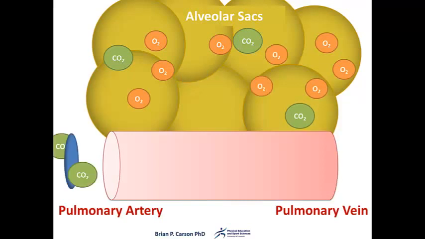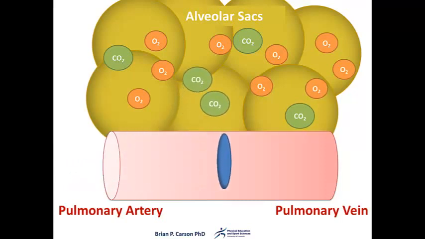If we look at that process again, the erythrocyte carrying carbon dioxide passes through the capillaries. Carbon dioxide moves down its pressure gradient and into the alveoli. Oxygen moves down its pressure gradient and into the capillaries, where it binds to hemoglobin to form oxyhemoglobin. So, how is this diffusion of oxygen and carbon dioxide facilitated?